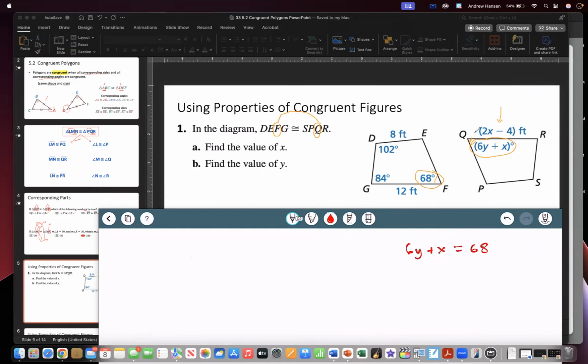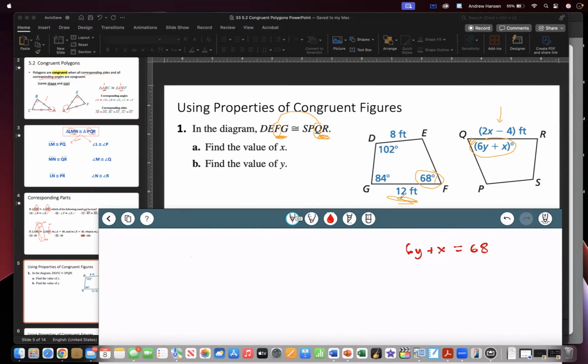Okay, so this side is QR. So QR is equal to 2x minus 4 feet. So in my statement, QR is the third and the fourth letter. So that will correspond to FG, the third and the fourth letter in this one. And if I look at FG, FG is here. So that means this 2x minus 4 would have to be equal to 12 feet.